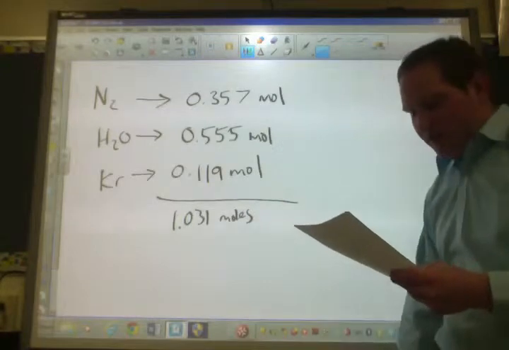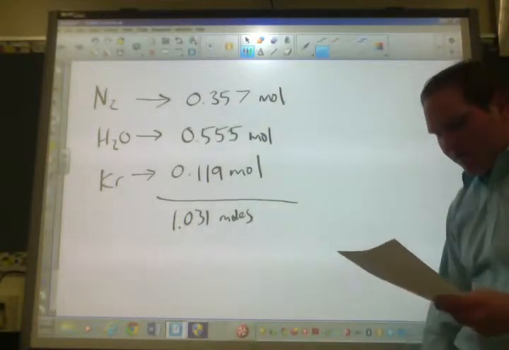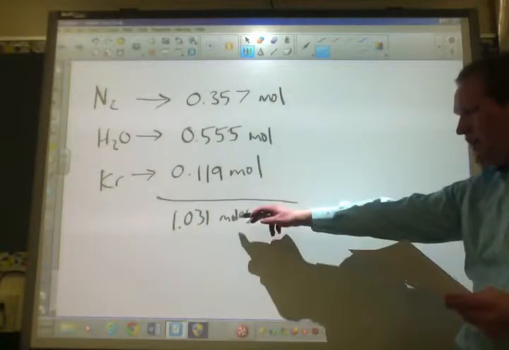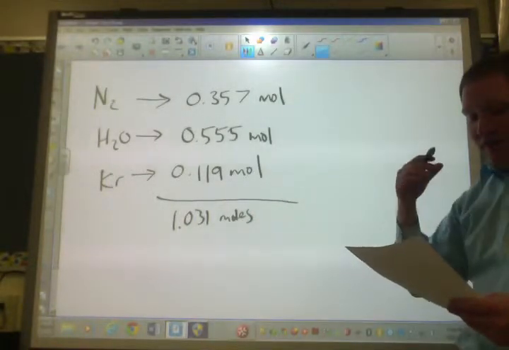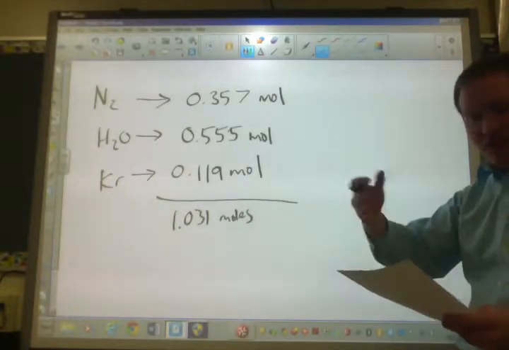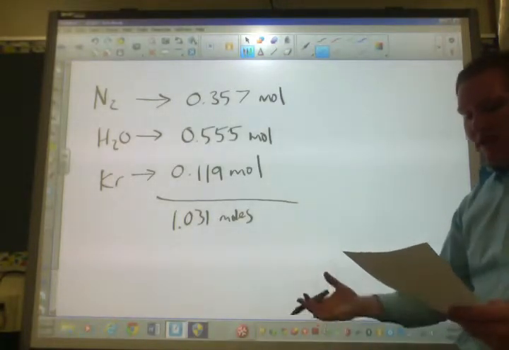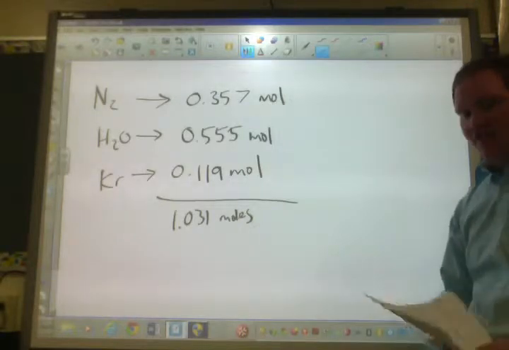Okay. Now at this point, I can go one of two ways. I'm looking for the volume. So I have n, I have temperature, which is standard temperature, 273 Kelvin. I have standard pressure, 1 atm. I could plug it all into the ideal gas law. Or I could take the shortcut.